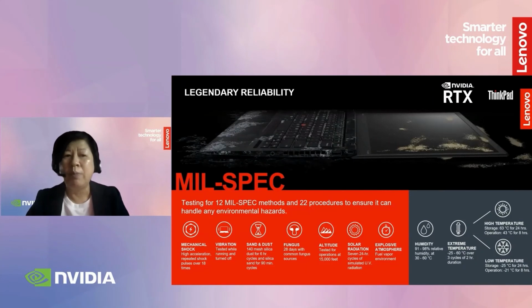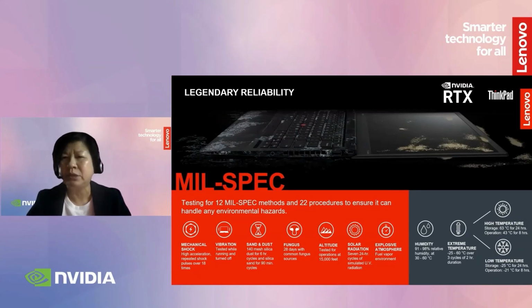On the note of mobile workstation itself, all the ThinkPad P series, which stands for our mobile workstation range with the performance range, we undergo 12 military spec methods and 22 procedures. So we ensure that it can handle any kind of environmental hazard. We call it MIL spec in short. It stands for military spec. So, mechanical shock, vibration, sand and dust.